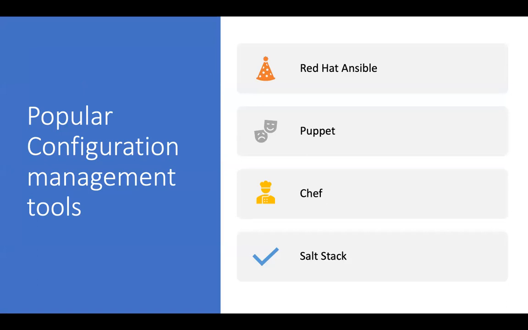Ansible is owned, or controlled, by Red Hat. So it's Red Hat Ansible, which is again the most popular that I'm aware of. It is very popular. Puppet too is popular. Chef is very popular as well. Then Salt Stack.